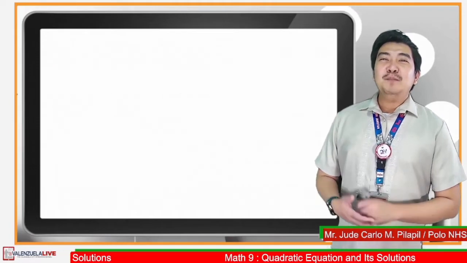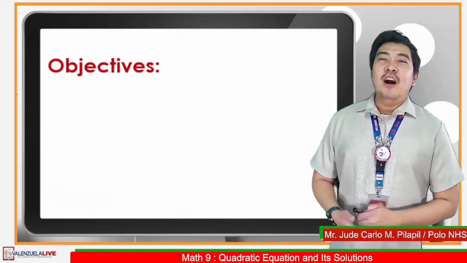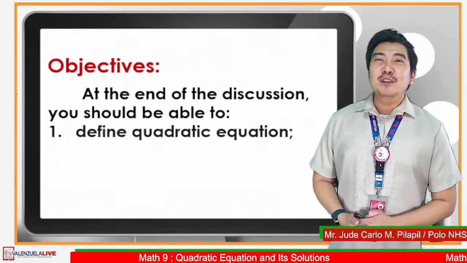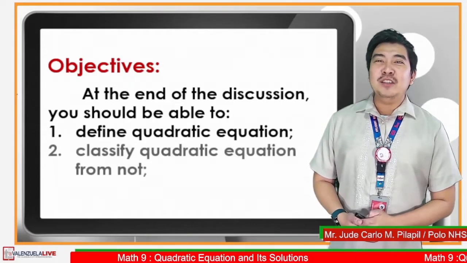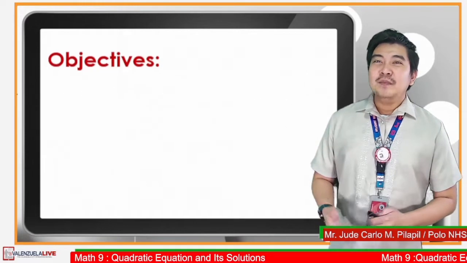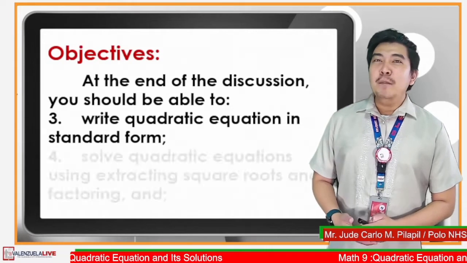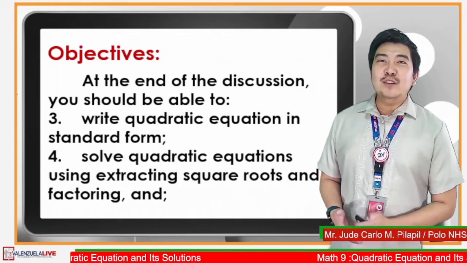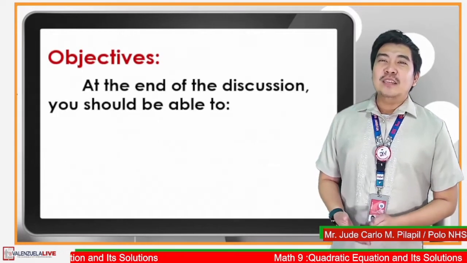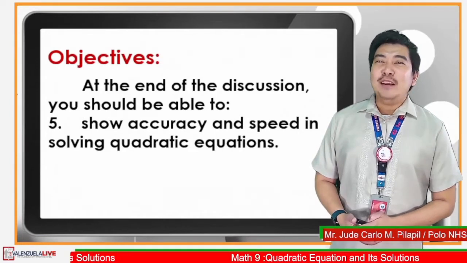So what do we expect from you as we finish discussing the topic for today? Here are our objectives. At the end of the discussion, you should be able to define quadratic equation. The second one, classify quadratic equation from not. You should be able to write quadratic equation in standard form, solve quadratic equations using extracting square roots and factoring. And of course, the last one, show accuracy and speed in solving quadratic equations.